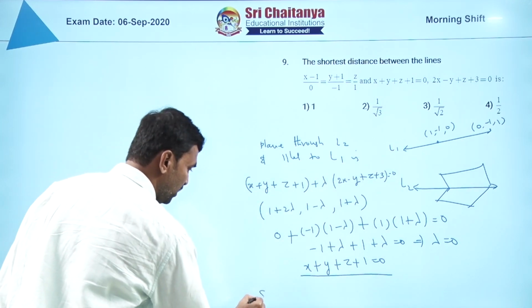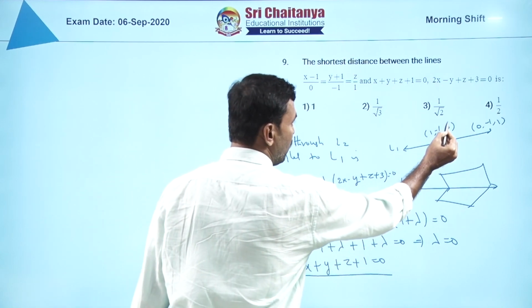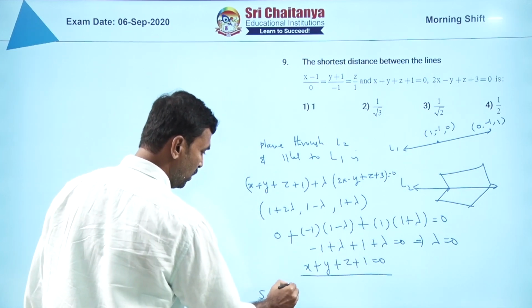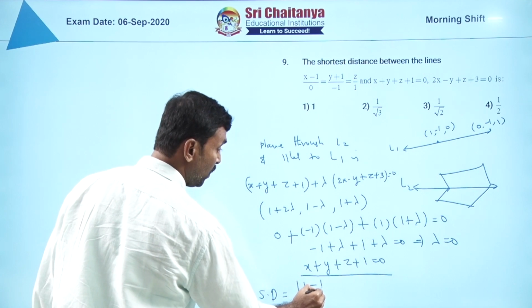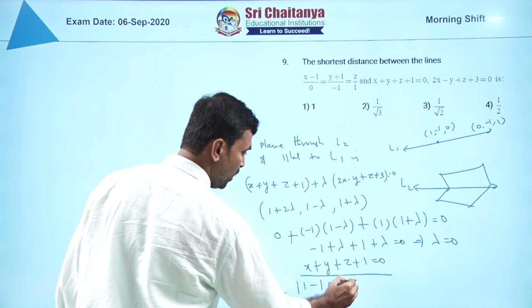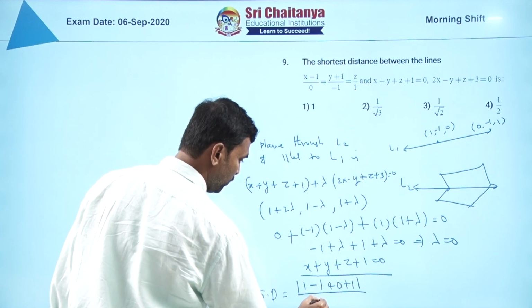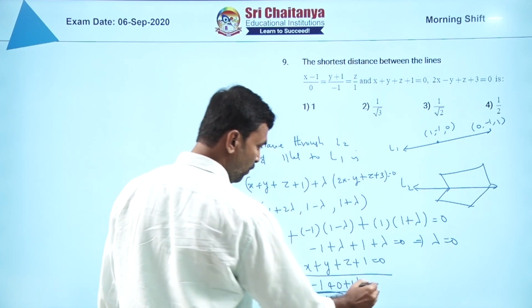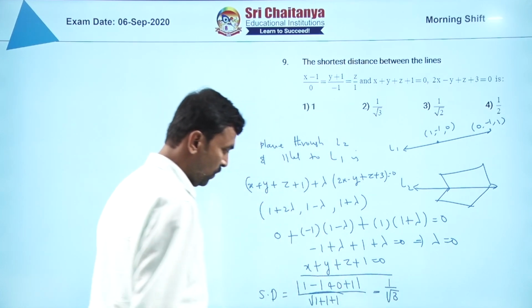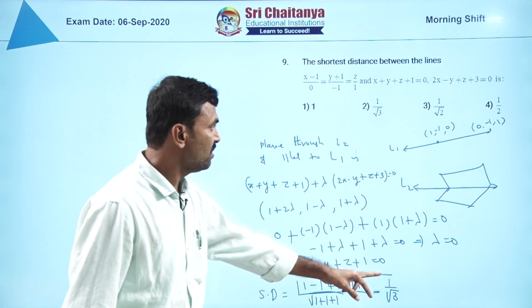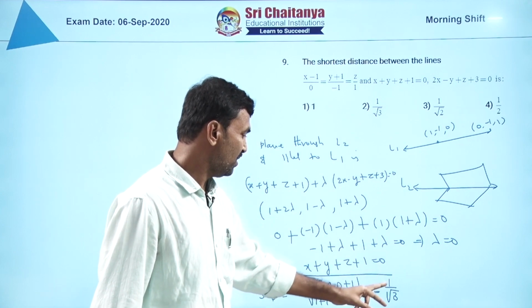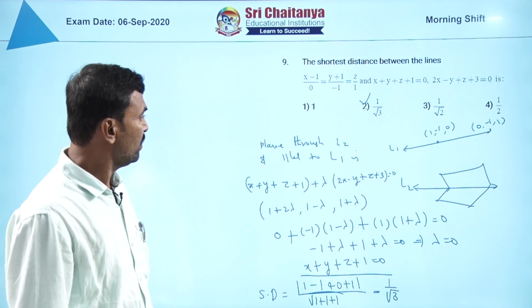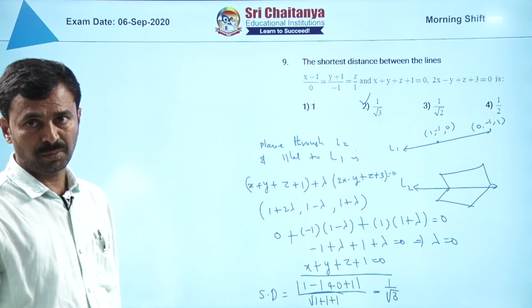Therefore, the shortest distance is the perpendicular distance from the point to the plane x plus y plus z plus 1 is equal to 0. The perpendicular distance is 1 minus 1 plus 0 plus 1 divided by root over 1 square plus 1 square plus 1 square, that is 1 by root 3. So, the shortest distance between the given two lines is 1 by root 3. So, option 2 is the correct option. With this, it completes the 9th problem. Let us go to the 10th problem.